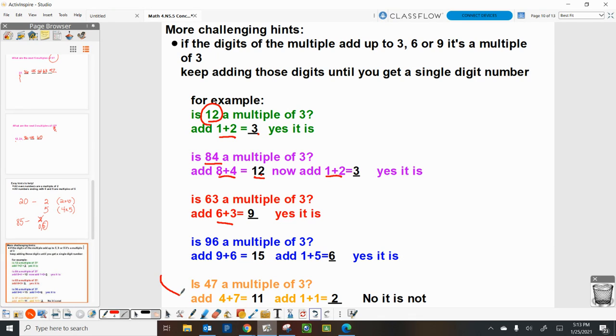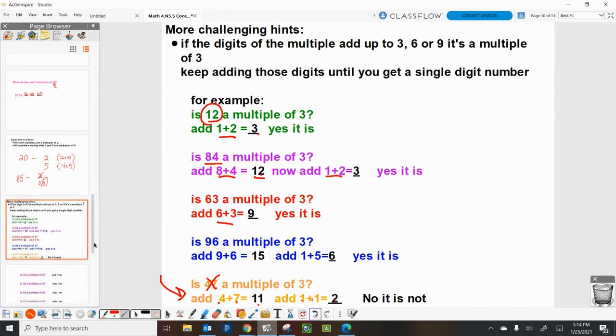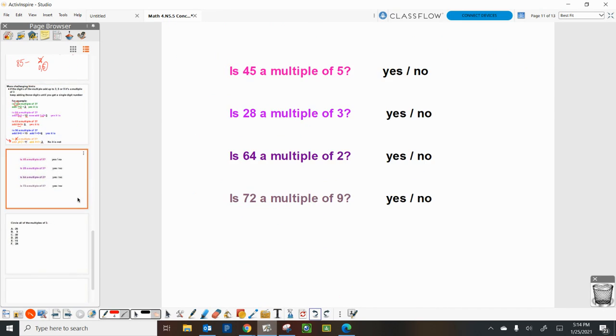But let's jump on down here to this one. How about 47? 4 plus 7 is 11. Well, I have to keep going until I get a single digit. 1 plus 1 is 2. Wait a minute. 2 is definitely not a multiple of 3, so neither is 47. So that's just a little extra trick to help you out.